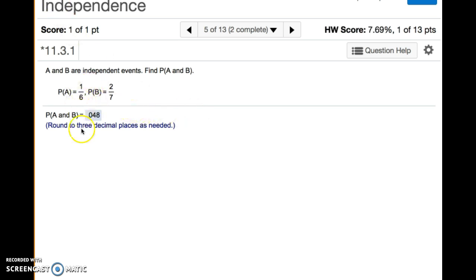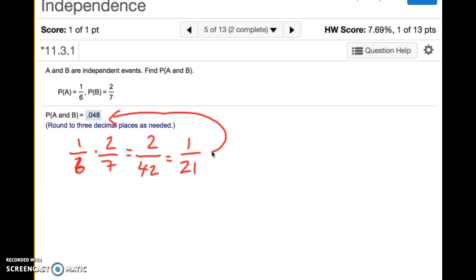Okay, so the probability of A and B occurring, we take A, which is 1/6, times B, which is 2/7. When we multiply fractions, we multiply across the top, which is 2. Multiply across the bottom, which is 42, which reduces to 1/21. And this one tells me to enter the answer as 3 decimal places. So that's why 0.048 is my answer.